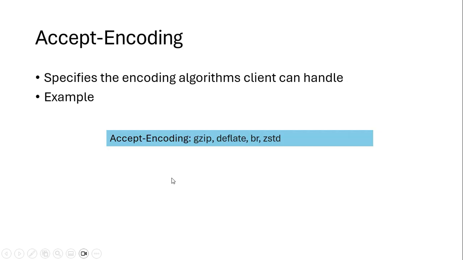Accept-Encoding specifies the compression algorithms, the encoding algorithms a client can handle. Here you can mention the compression algorithms which the client can handle.